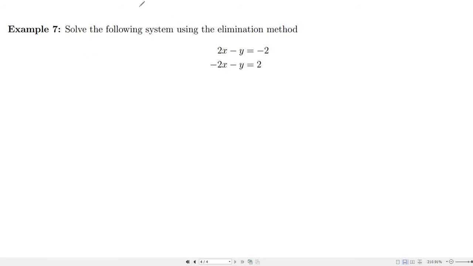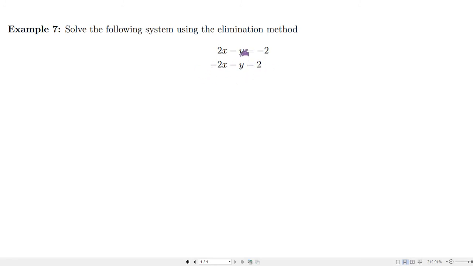All right, so let's solve another one, and let's look at what we have. So we want to use the elimination method. We have 2x minus y equals -2, and -2x minus y is equal to 2. So what is the simplest variable to eliminate in this situation? Well, the x, because they're already negatives of each other, right? So we don't have to do any multiplication to make them negatives of each other.